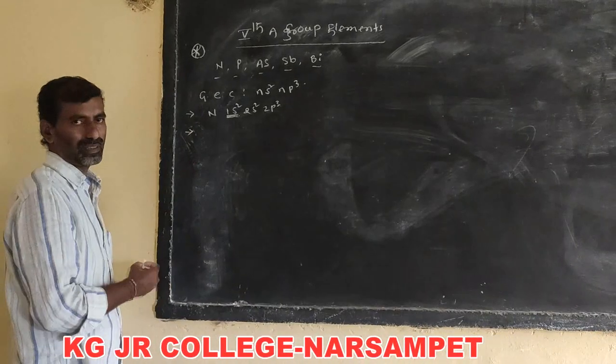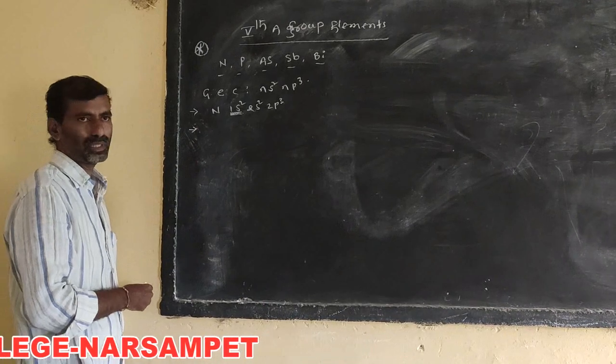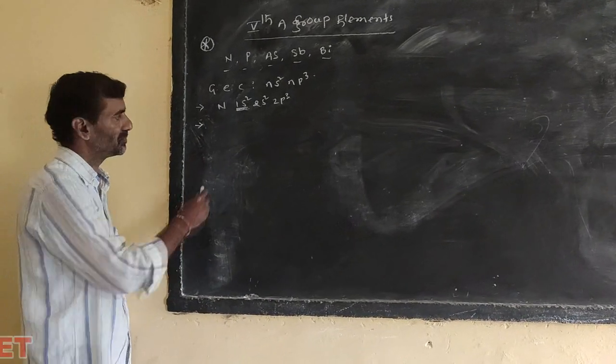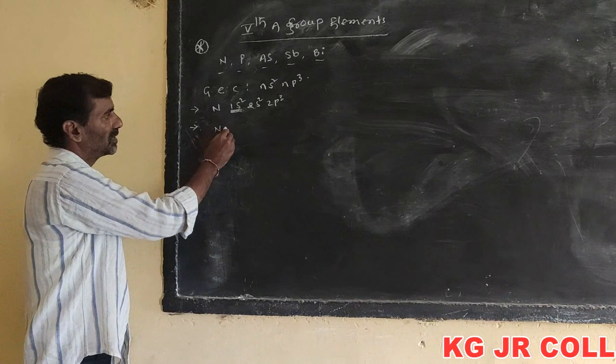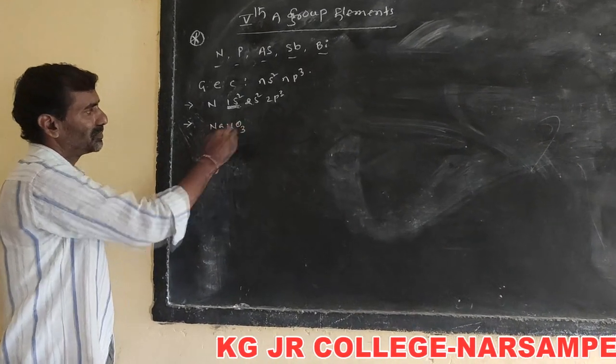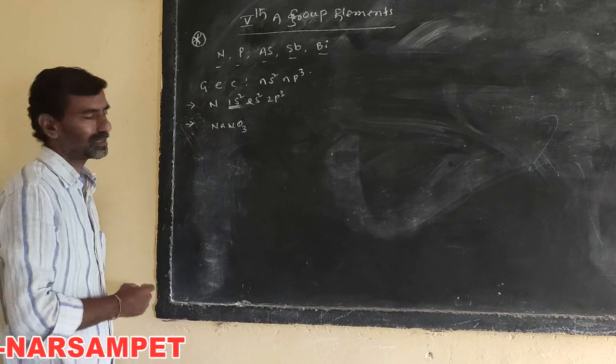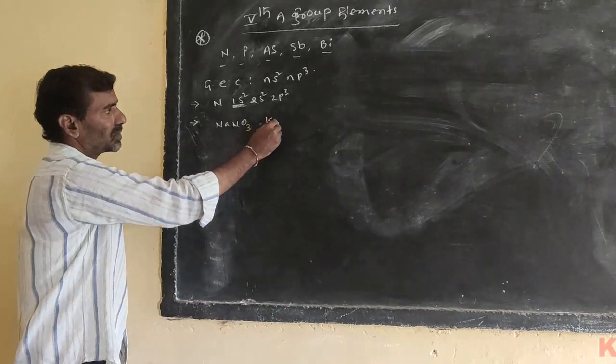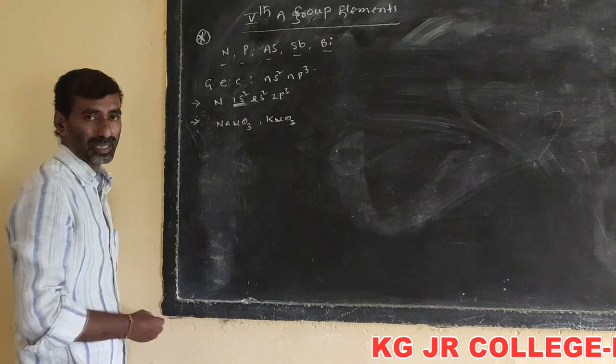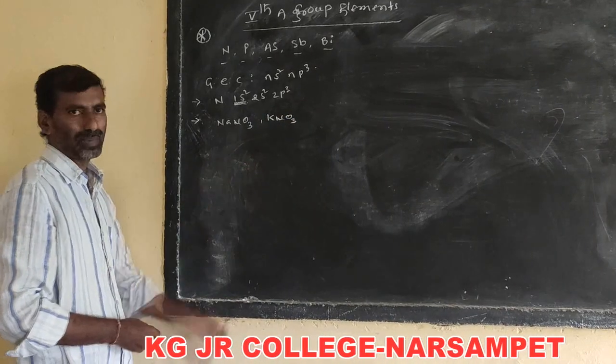Next, minerals of nitrogen. Nitrogen can exist in nitrate forms. Example: NaNO3, sodium nitrate, that is Chile saltpeter; KNO3, potassium nitrate, that is Bengal saltpeter.